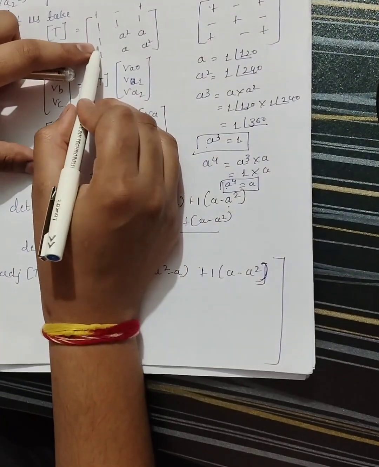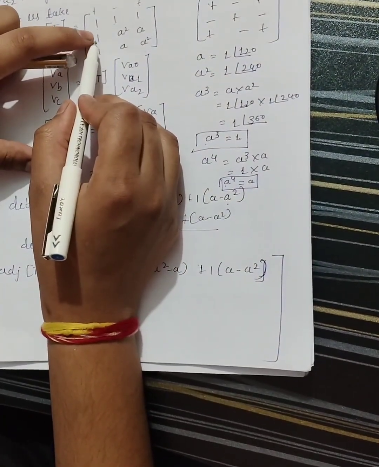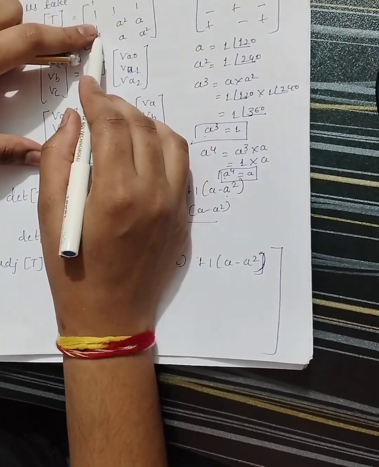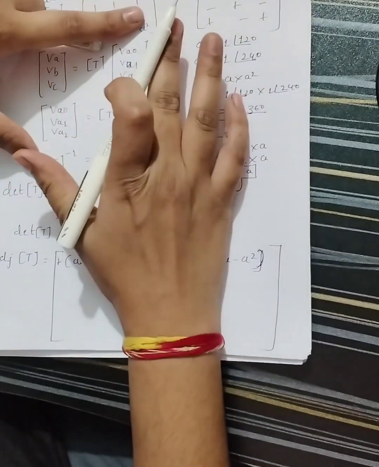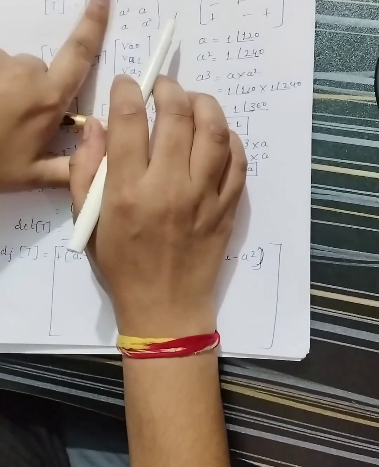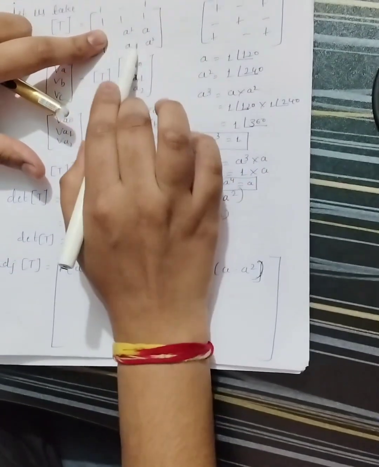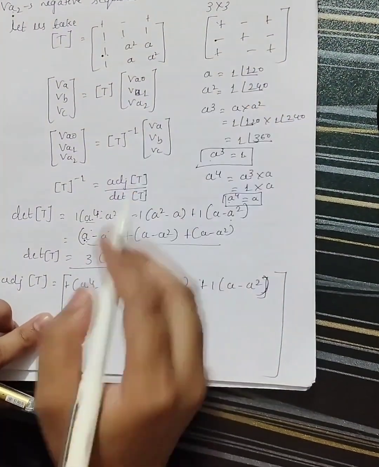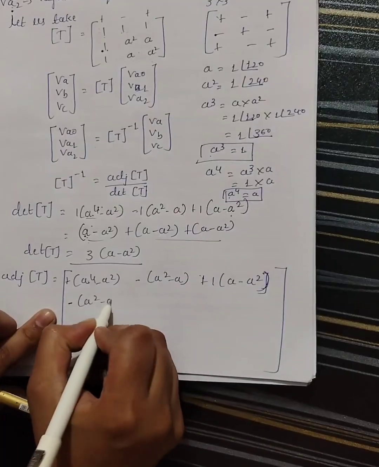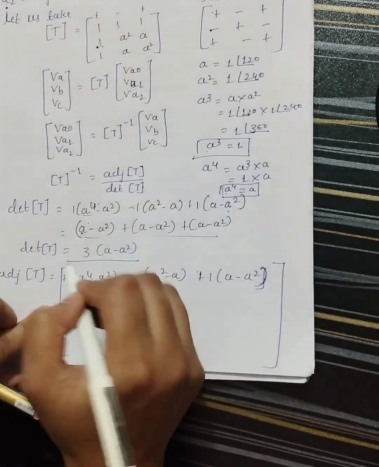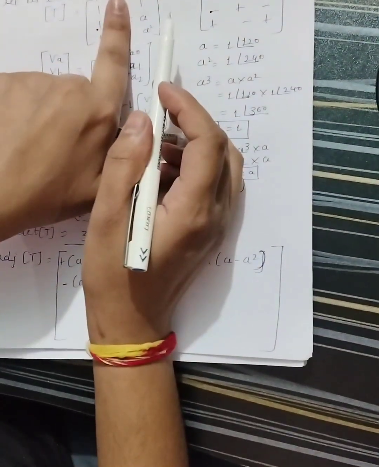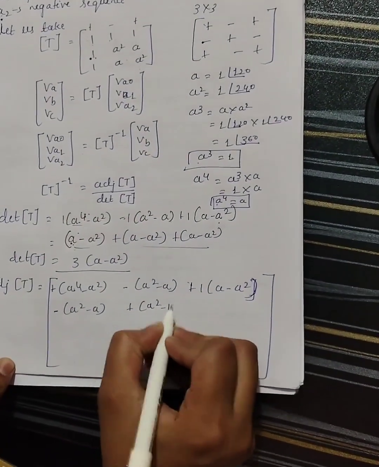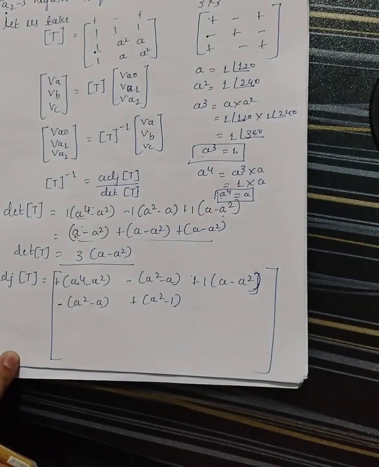Now we calculate for C21, that is, second row, first column. Here we eliminate the first column and the second row, and we get a² minus a. We keep the minus sign here because the sign is minus, that is, a² minus a. Here we need to keep plus. For this, if we eliminate the second column and the second row, we get a² minus 1. Likewise for all the terms.